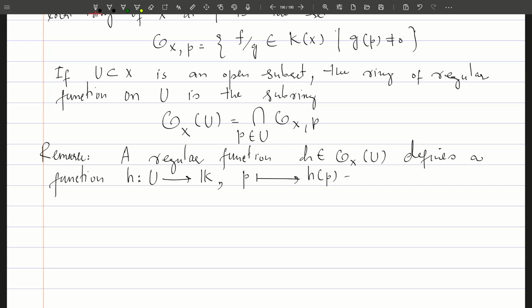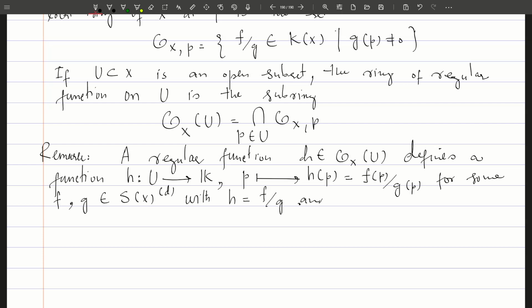Because h is a regular function, it is a rational function, so we can write h as the quotient of f and g for some polynomials f and g. To make this a function, f and g must belong to the same degree d part of S_X. Otherwise this will not define a function. So h is the rational function f divided by g, with g(P) non-zero, because h is an element of O_X,P.